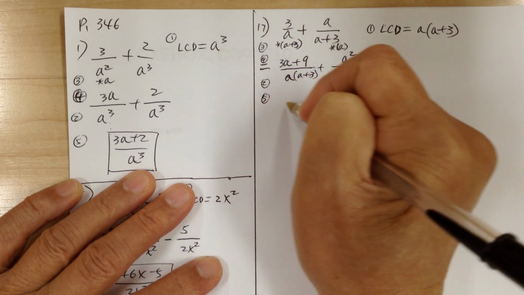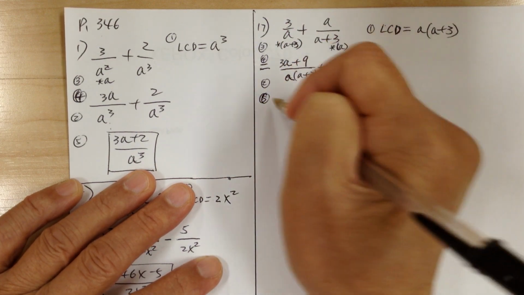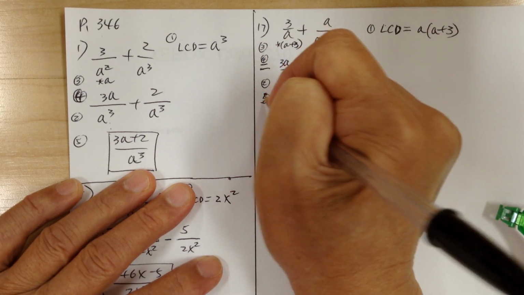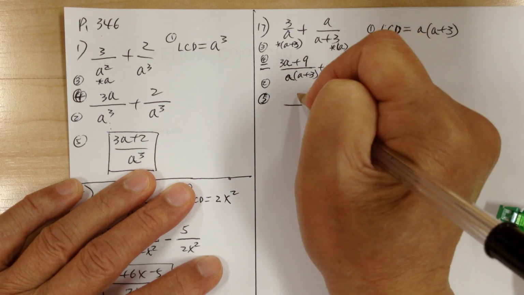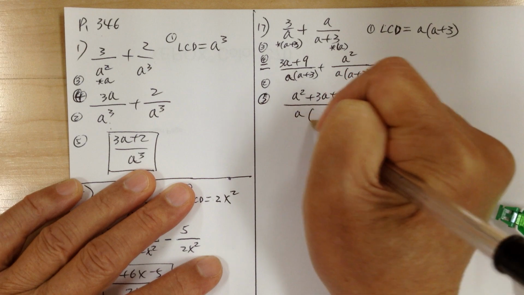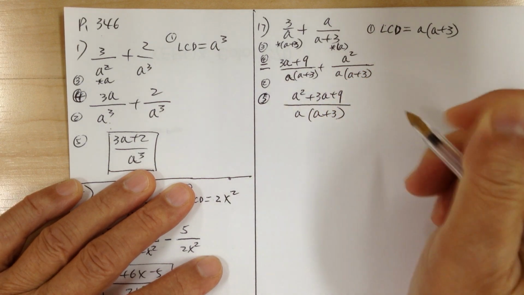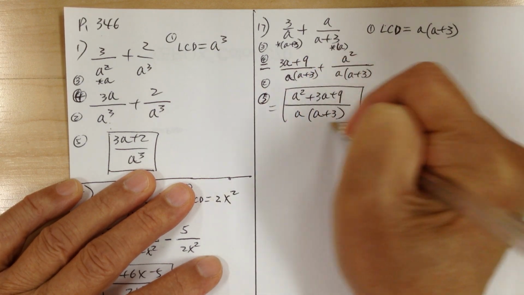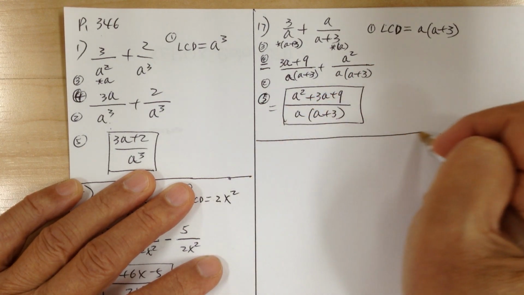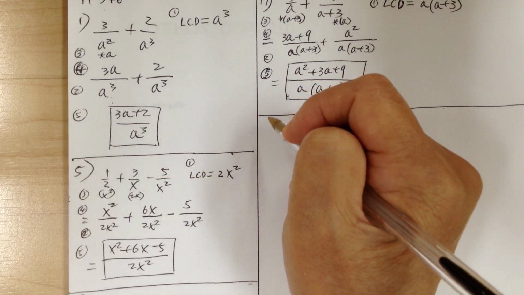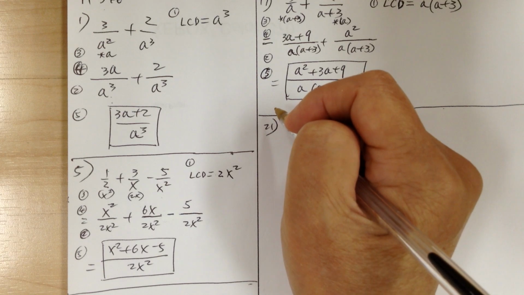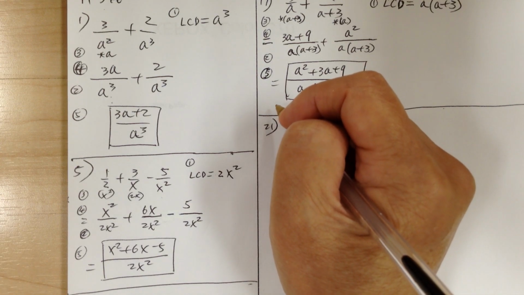Then you go to step 5. You put these things together. So you're going to get a squared plus 3a plus 9 over a times a plus 3. And you can check factoring. This is not factorable, so you cannot do anything to it. Okay, let's go to 21.